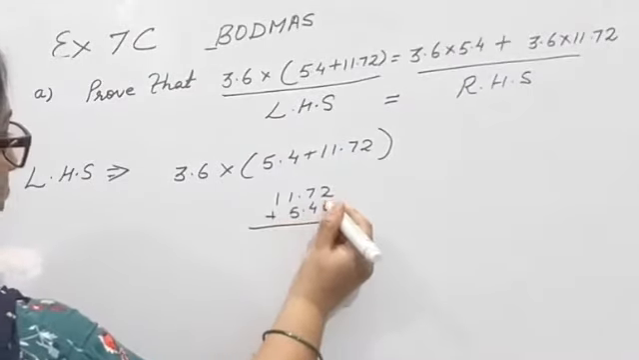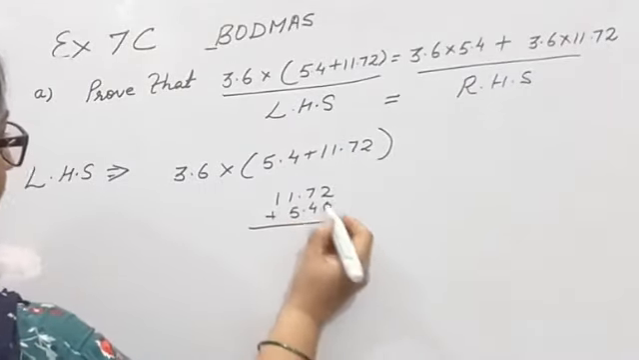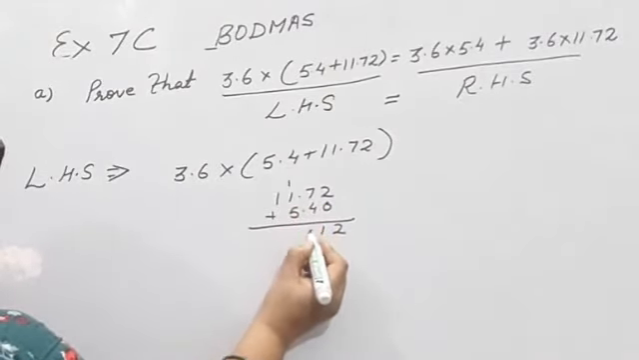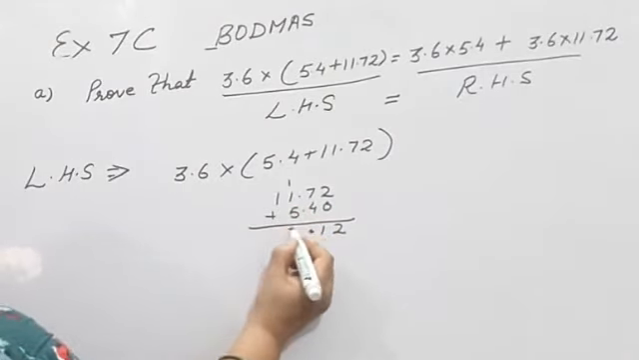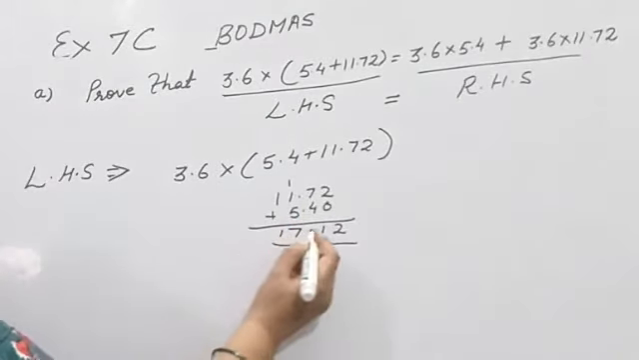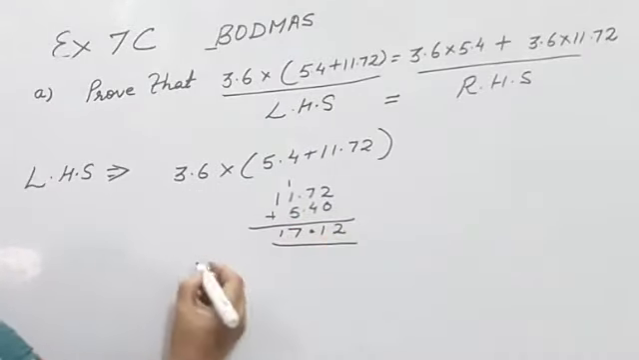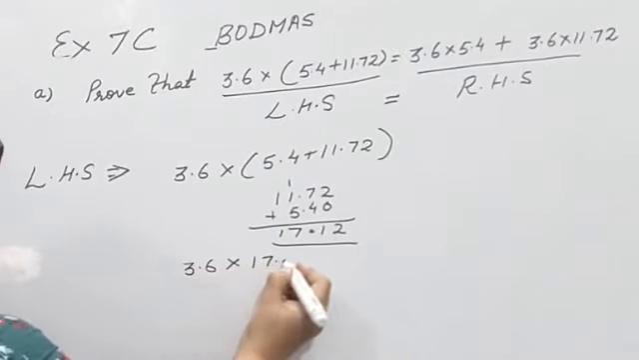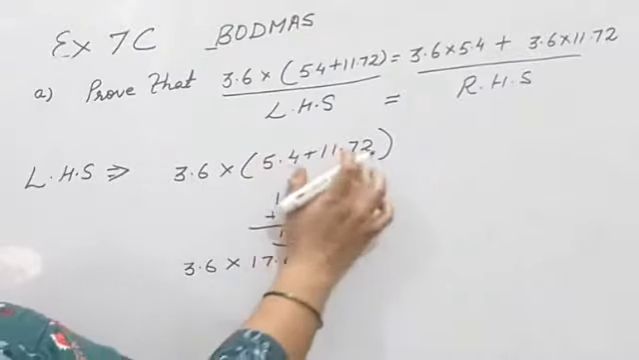Sum up 2 plus 0, 2. 7 plus 4, 11. 1 down, 1 carry over. Bring this decimal point down. 5, 6, 7, 1. Hence the sum of these two numbers is 17.12. Step 2, multiply 3.6 with 17.12, which is the sum of these two numbers.